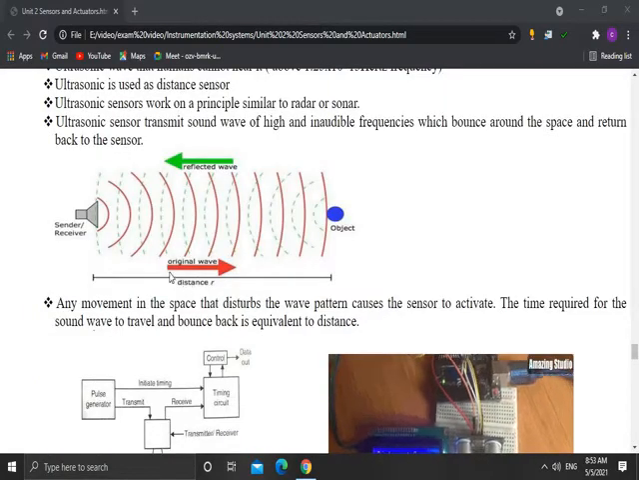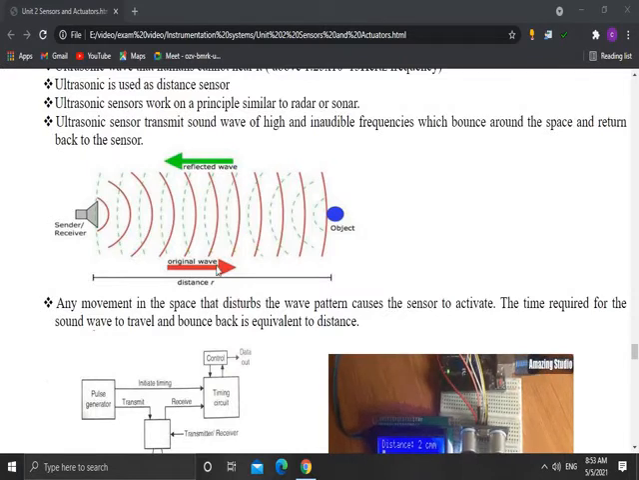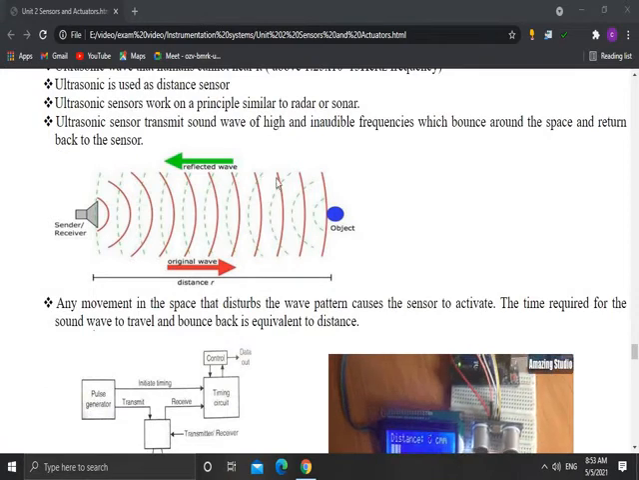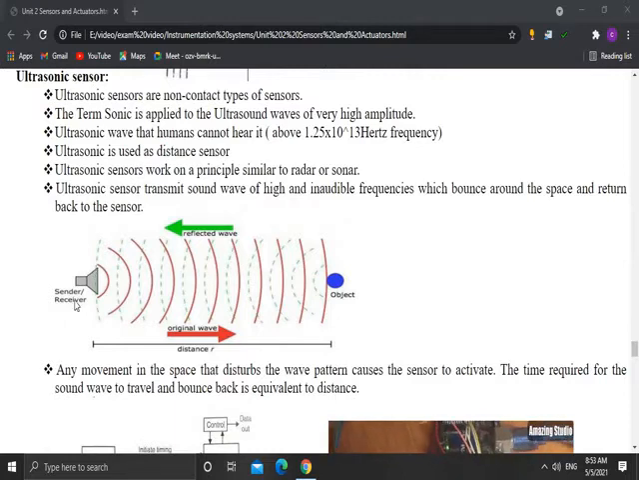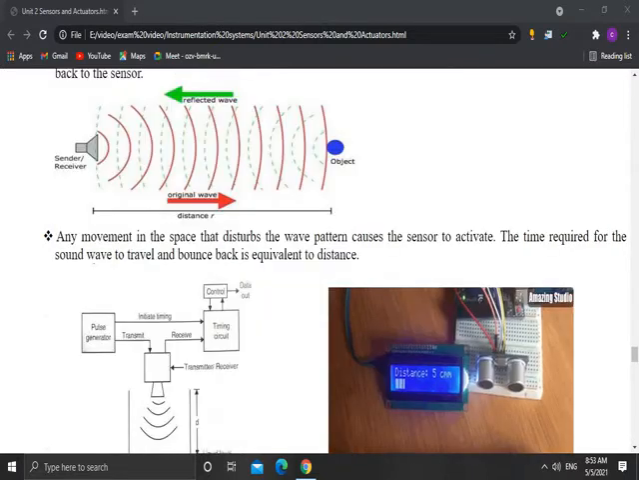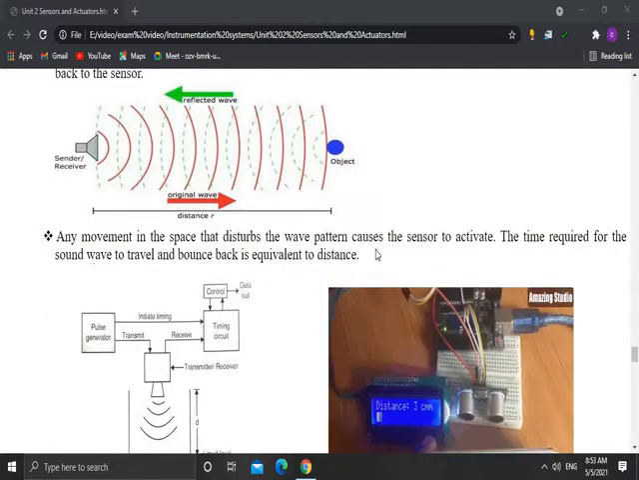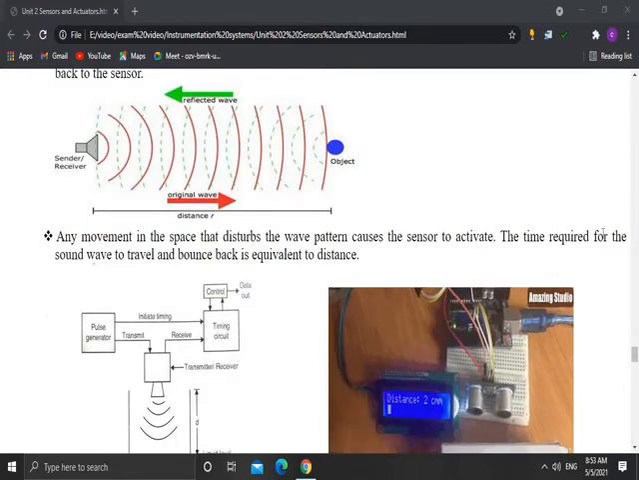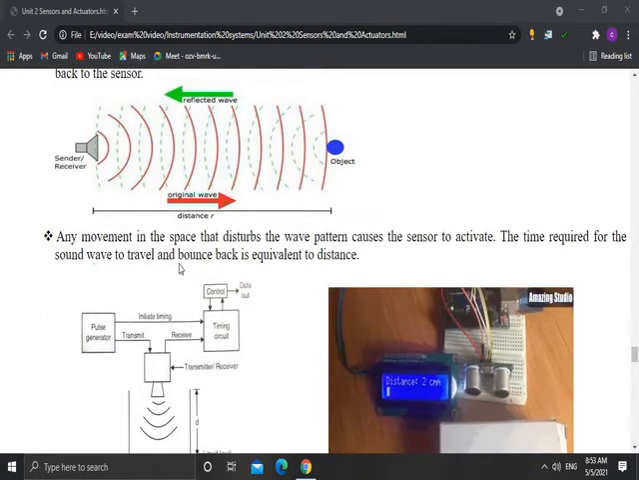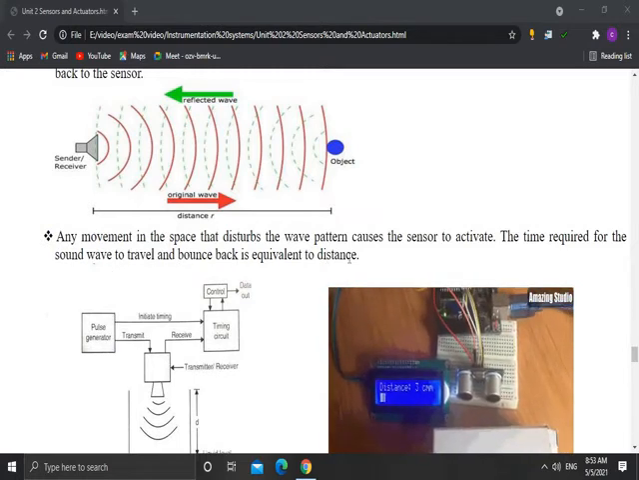Here you can see the principle of operation. It sends some ultrasonic waves on the object and the wave is reflected back, also received by the sender or receiver sensor. So this ultrasonic sensor has a transmitter as well as a receiver arrangement. Any movement in the space that disturbs the wave pattern causes the sensor to activate. The time required for the sound wave to travel and bounce back is equivalent to distance.